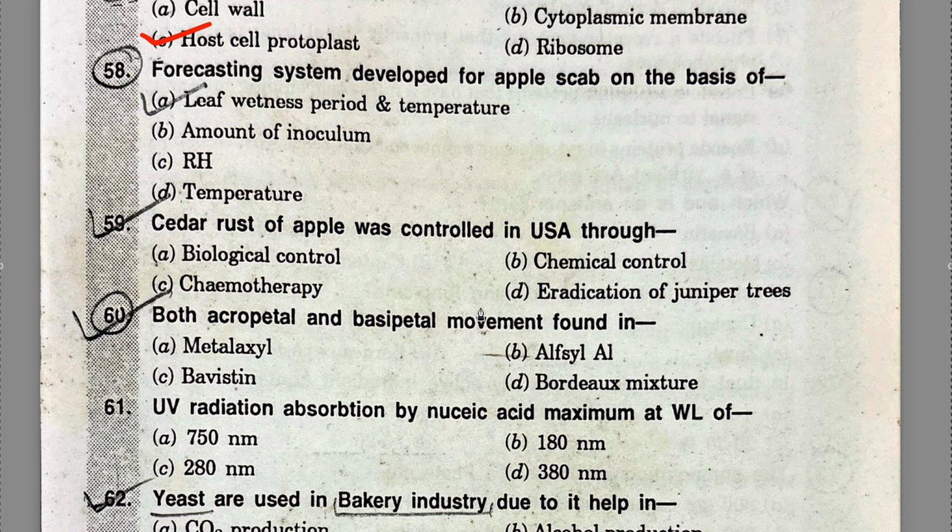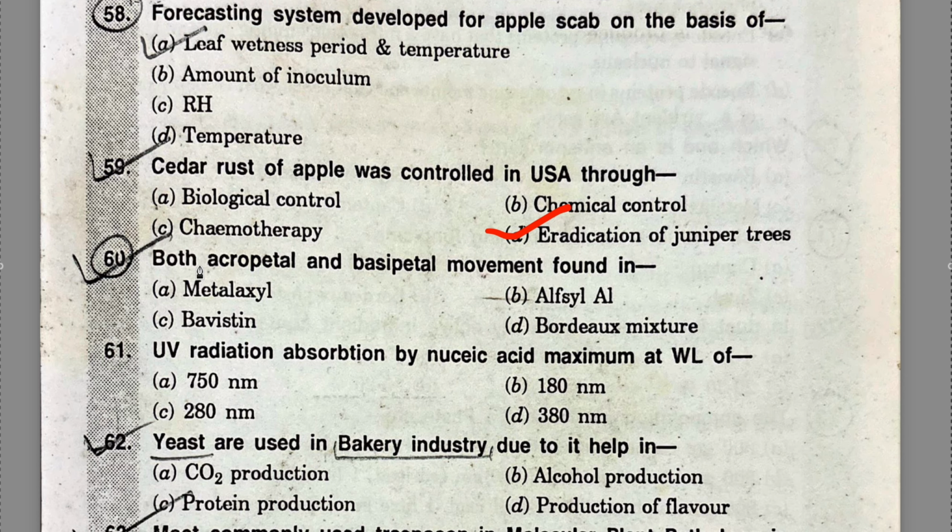Answer is eradication of juniper trees. Question 60. Both acropetal and basipetal movement found in: A, metalaxyl; B, we can say it is phosphatile L; C, Bavestin; D, Bordeaux mixture. The answer is phosphatile L.